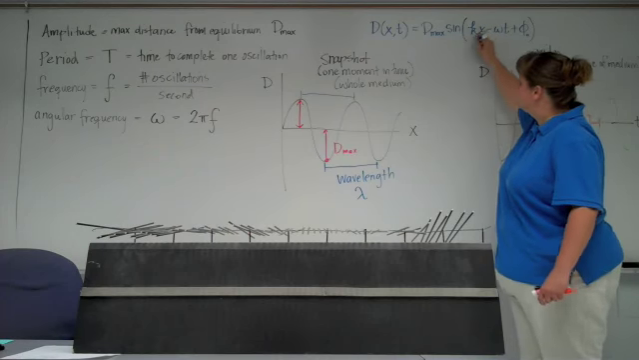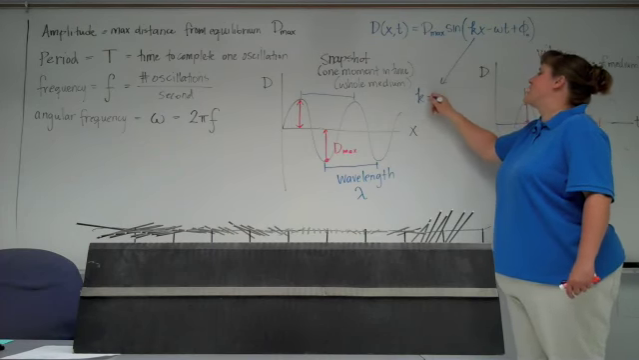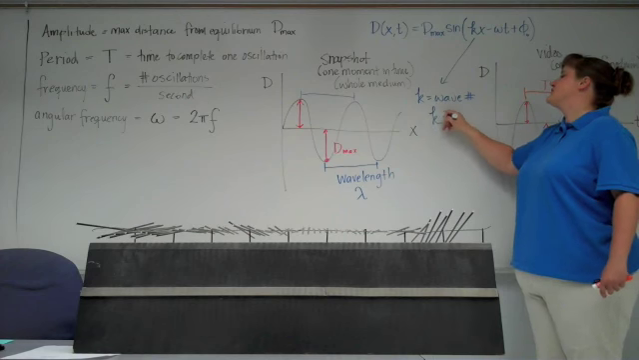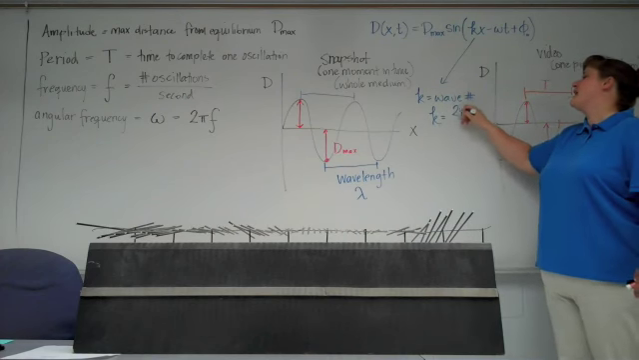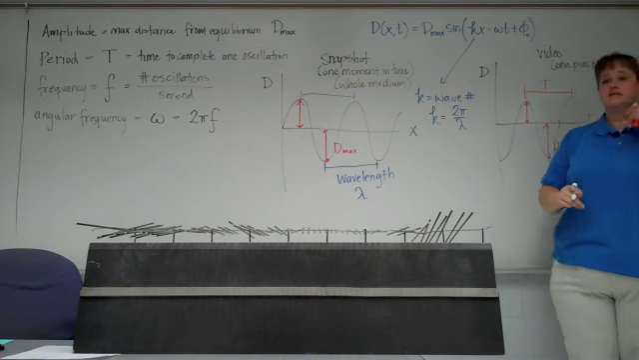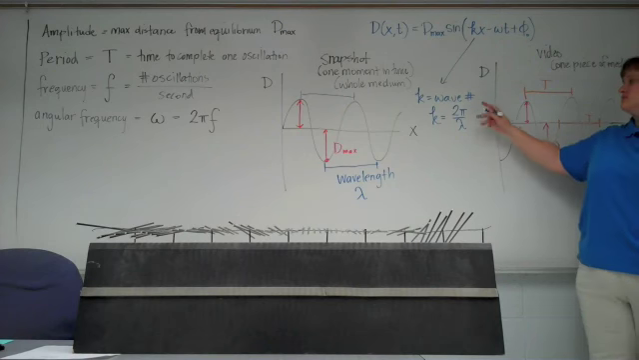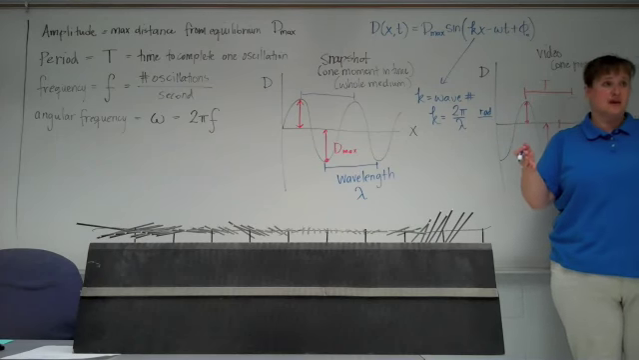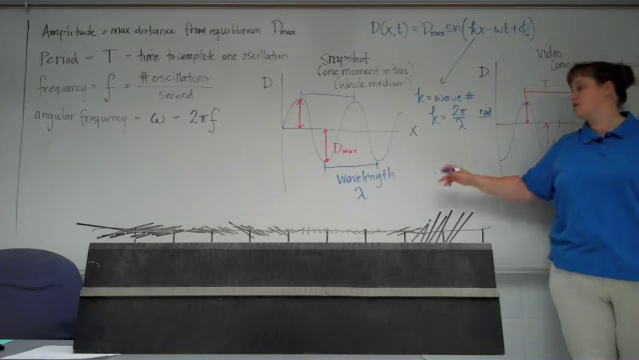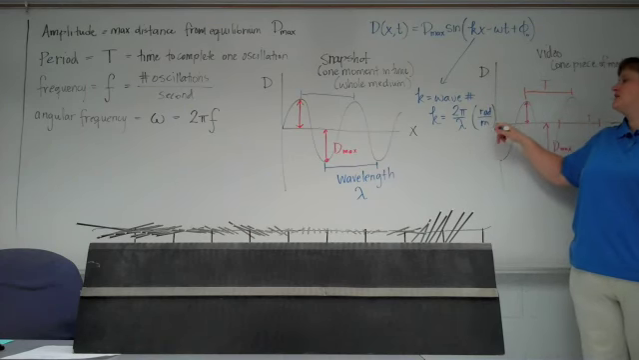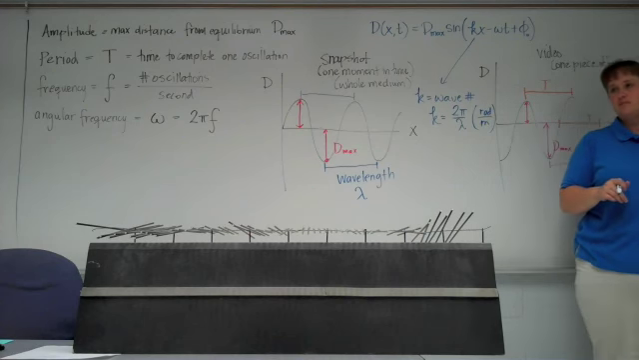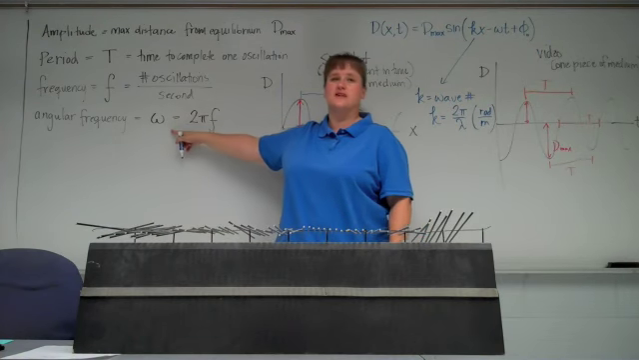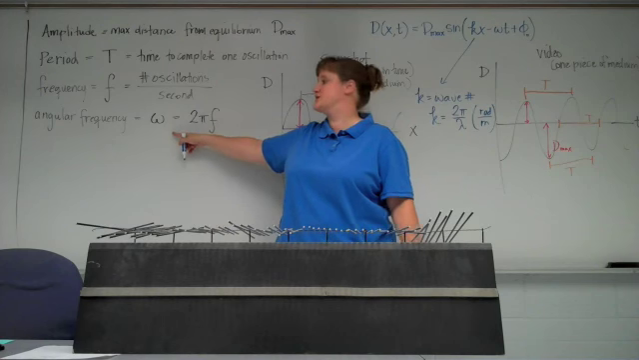K is called the wave number. It's related to the wavelength. It is equal to 2 pi over wavelength. So its units, well, the 2 pi is radians. Wavelength is an actual physical distance measured with a ruler, so it's the distance in meters. So the units of K are radians per meter. Omega, we already know. Omega is angular frequency, so it's 2 pi f. It has units of radians per second.